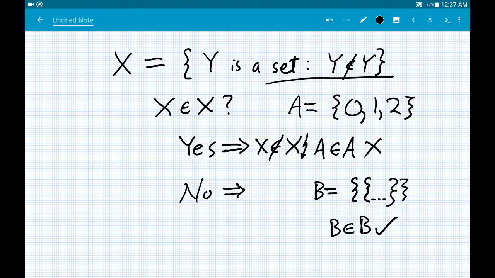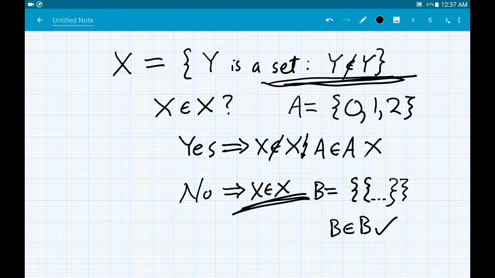And likewise, if we assume that it is not in itself, then it must not have this property. Since it does not have this property, it is inside of itself as an element. So we assumed that it is not an element of itself, and therefore it is, right? There's the contradiction again.